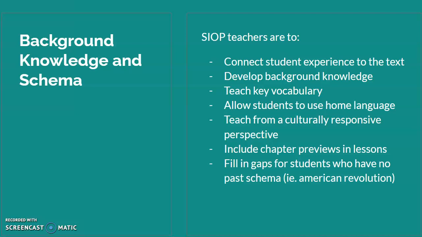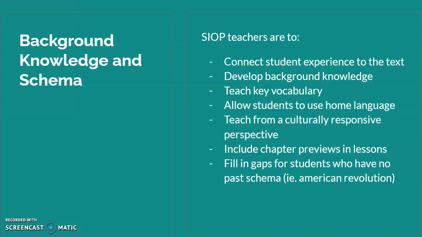So in order to be an effective teacher that follows the SIOP model, you have to connect student experience to the text. If that student can't connect their past life to that text, then you can be someone that helps them with that, develop more background knowledge and just discuss and talk about experiences and situations that that student has endured. Teaching key vocabulary is another part of that chapter that we'll discuss. Allow the students to use their home language. A lot of times students have background knowledge and schemas that are in Spanish, for example, and not English. And so allowing them to use some Spanish in the classroom, whether it's a dual language class or not, will actually help them to be able to understand content.